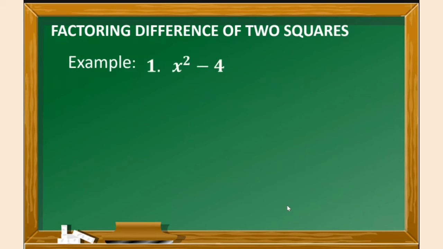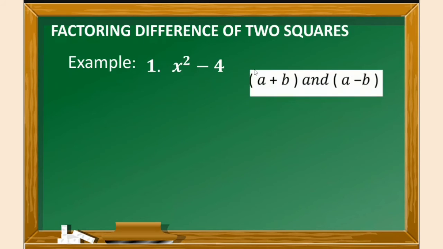For example, bakit ba tinatawag siya na difference of two squares? Because the x squared has a perfect square and also 4. Ano ba yung perfect square ng x squared? That is the perfect square of x. How about 4? 2. Very good. That is the perfect square of 2. Now, tulad ng sinabi kanina, dapat ganito yung magiging factored form natin. Ganito magiging itsura niya.